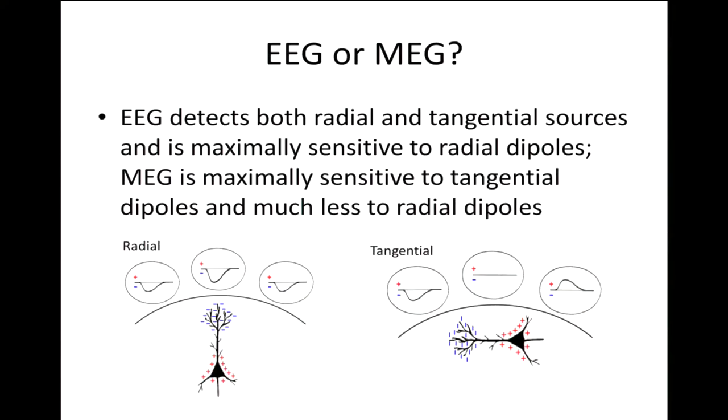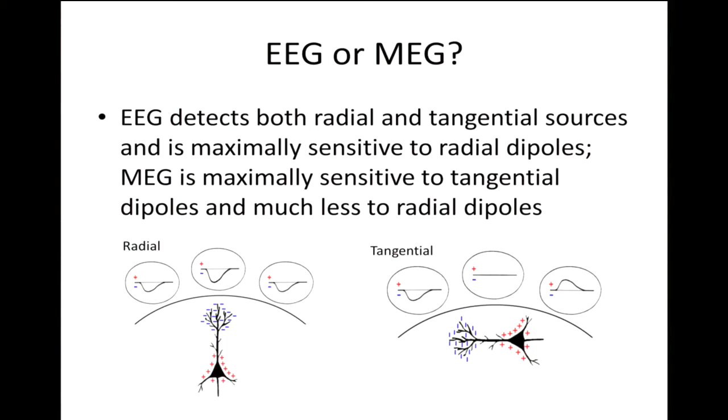So that's one very important point which distinguishes MEG. Although both originate in the pyramidal cells and the postsynaptic neurons, and both reflect the sum of postsynaptic potentials, their sensitivity is different. MEG is more sensitive to the tangential sources.